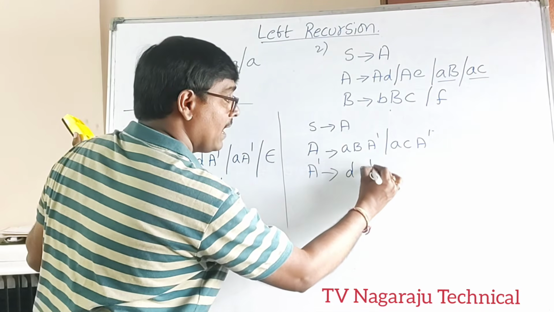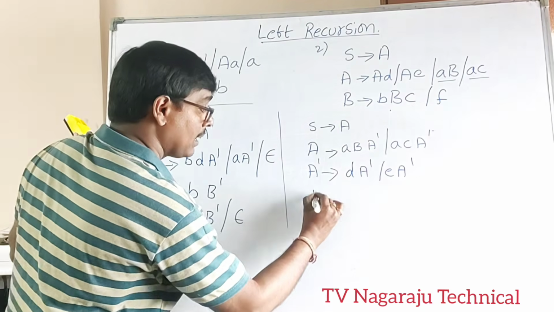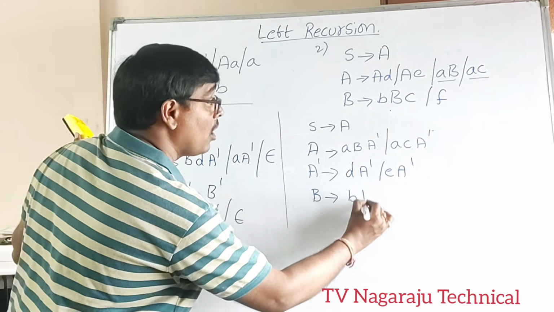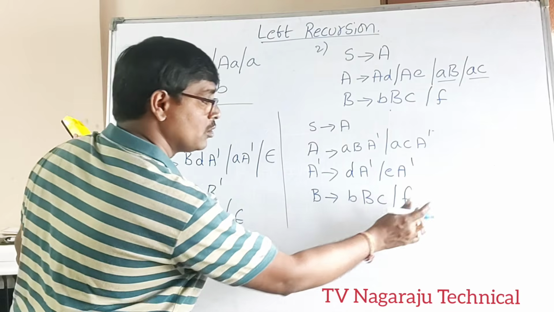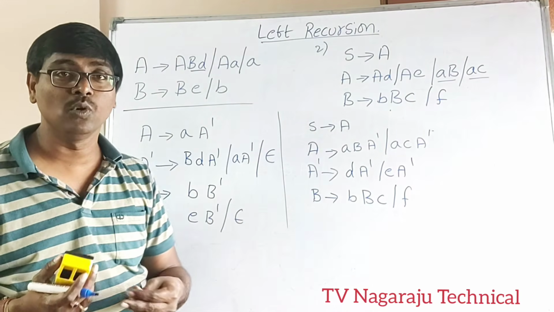D A dash, E A dash. Now for this one, capital B tends to small b, B, C, F. There is no problem. These two are the eliminated left recursive grammars.